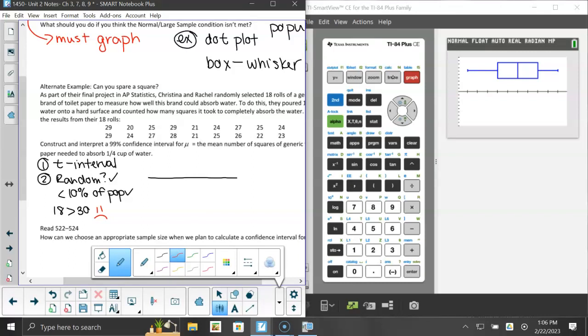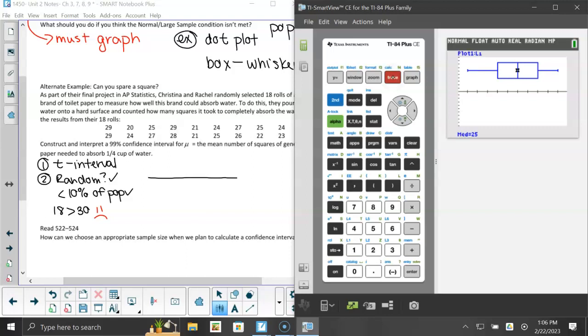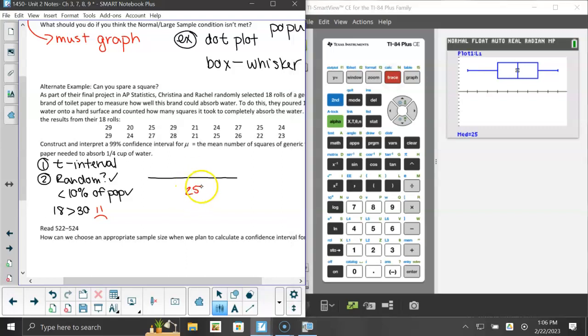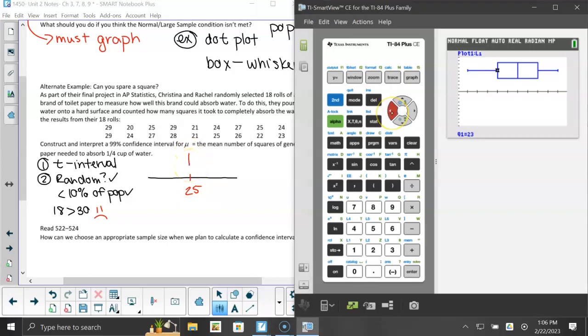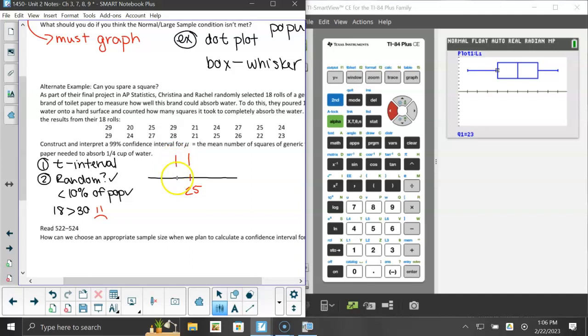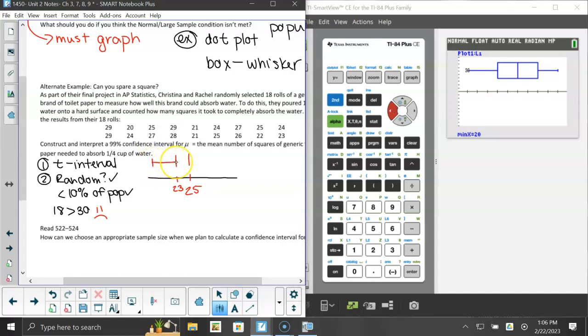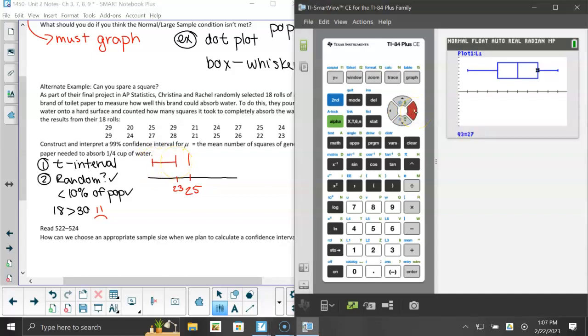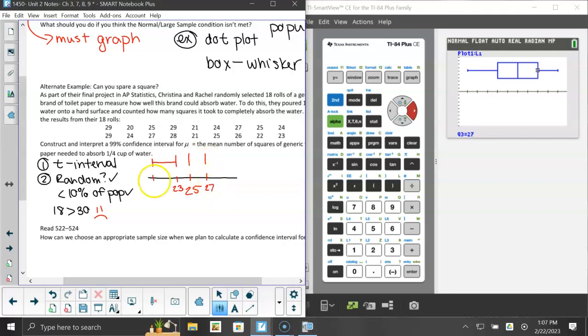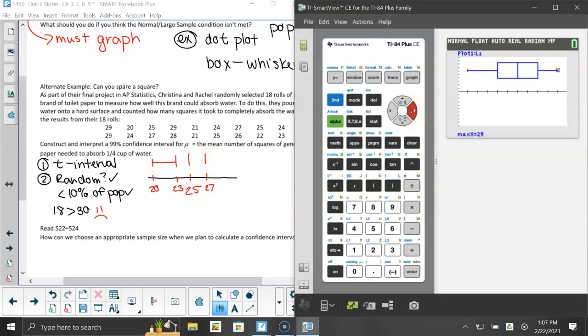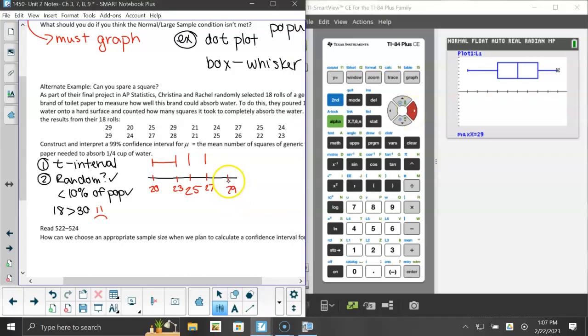All right. So, guys, if this is our little number line, if I hit trace, I've got a median at 25. I've got Q1 at 23. That whisker goes to 20. That one's at 27. And then the last part for my tail is at 29. Box, few whiskers. Everything seems to be about the same. I don't have really long whiskers or one shrunken box.